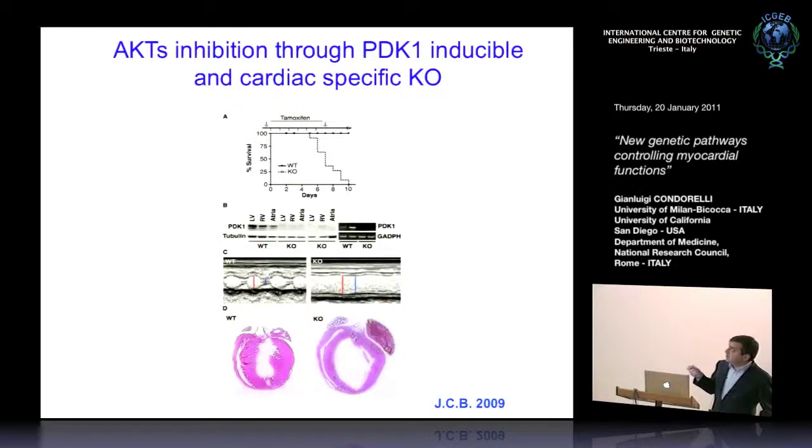So we did this knockout by crossing the PDK1 mouse, which comes from the lab of Dario Alessi in Dundee, and then we crossed it with the Cre that was expressed and inducible in the heart with the alpha myosin heavy chain promoter. So if you give tamoxifen, the hearts undergo dilatation and there was a heart failure, and this correlated with a decrease in PDK1 protein levels as it should. So it becomes lethal in very few days.